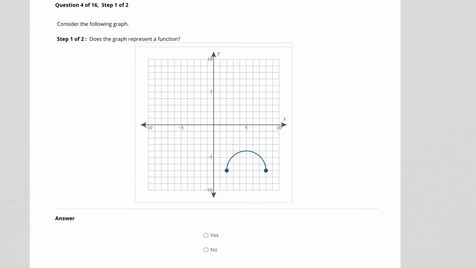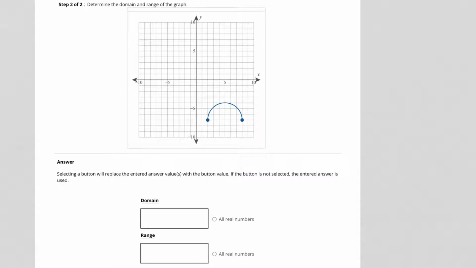Here's another problem where we are looking at the graph of a function, and our first step is to determine if the graph is a function. Once again, pop some lines in there, vertical lines. Those lines aren't hitting at any spot more than once on the graph. Basically, it looks like we have a half circle here. So since it's just half a circle, we're going to say yes, it is a function.